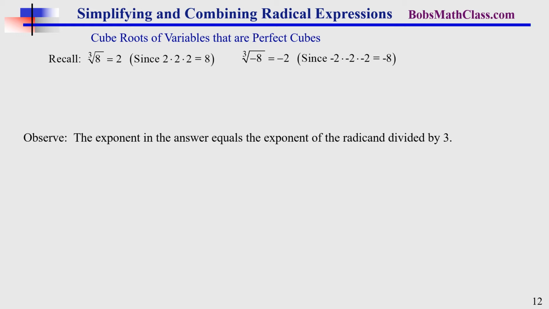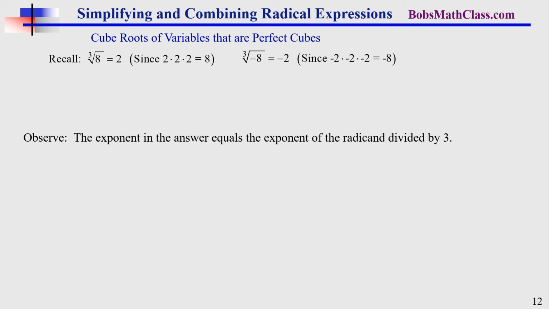Okay, let's talk about perfect cubes this time. So we've talked about cube roots a little bit. Cube root of 8 is 2, because 2 times 2 times 2 is 8. Cube root of negative 8 is also negative 2, because we could have 3 negatives that equal negative 8.